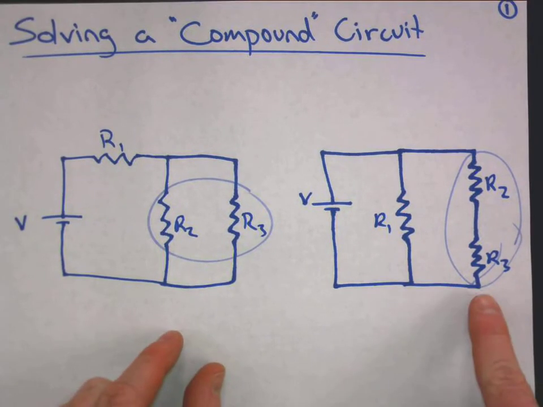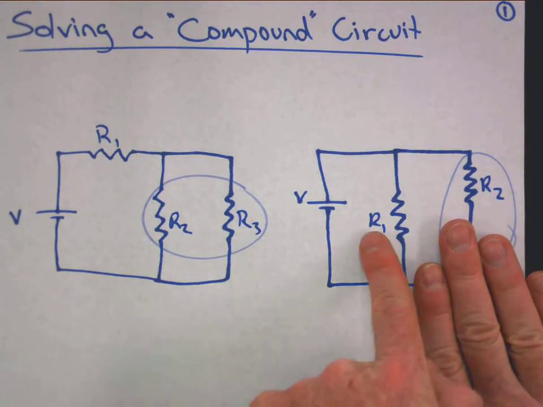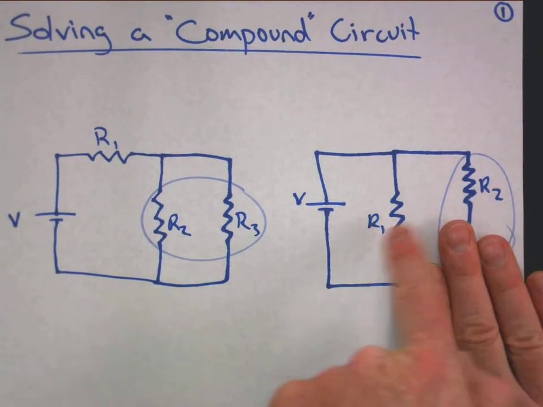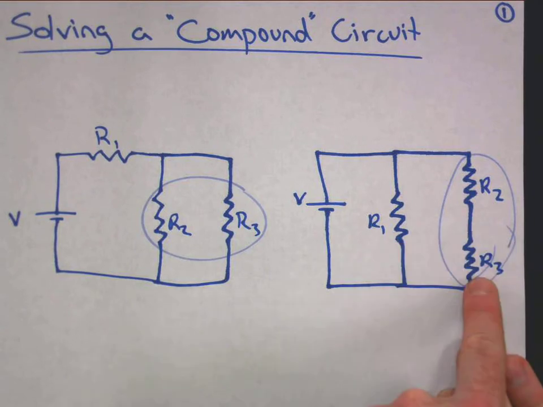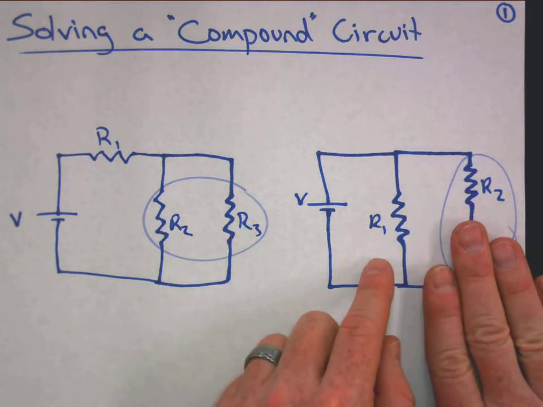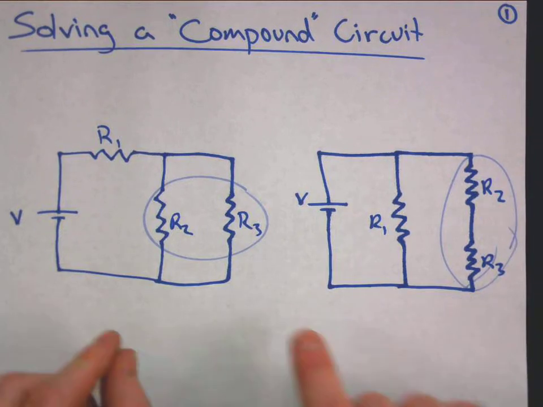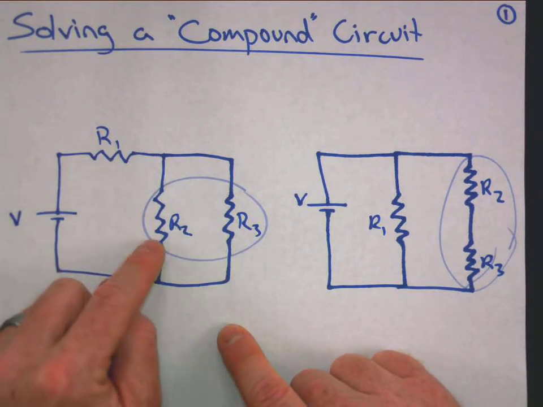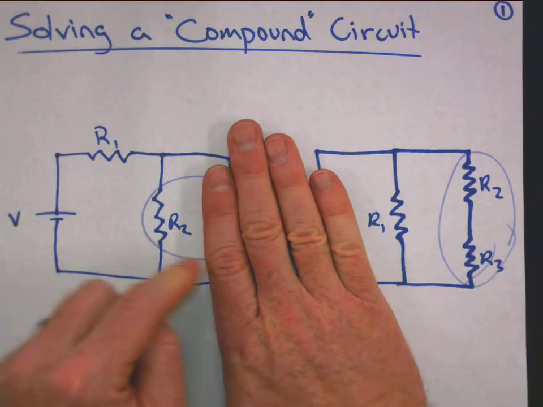Same thing going on here. The only way I can see that R1 and R2 here are in parallel is if I hide R3, because R3 is kind of messing with that relationship a little bit. R1 isn't just in parallel with R2 because of this. R1 is not here just in series with R2 because of this.